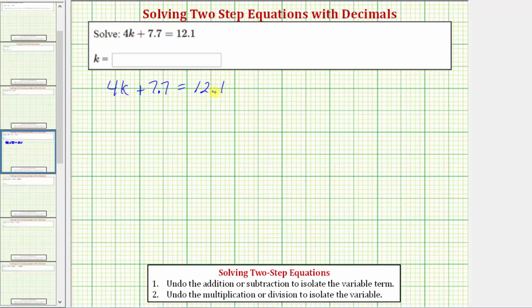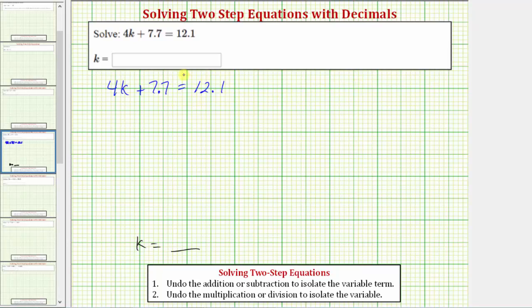In order to solve the equation for k, we need to isolate k on one side of the equation. Because k is on the left side, our solution will be in the form k equals some value, again, that makes the expression on the left equal to 12.1. We'll take a look at two methods for solving this equation, one in which we'll work with the decimals in the equation, and a second method where we'll begin by clearing the decimals from the equation.